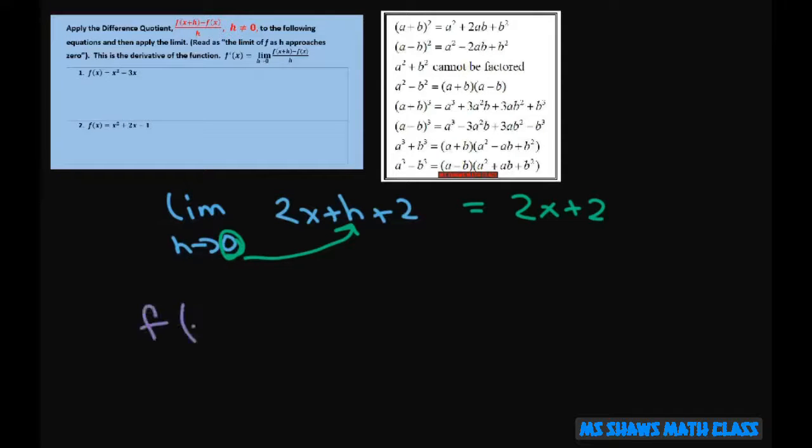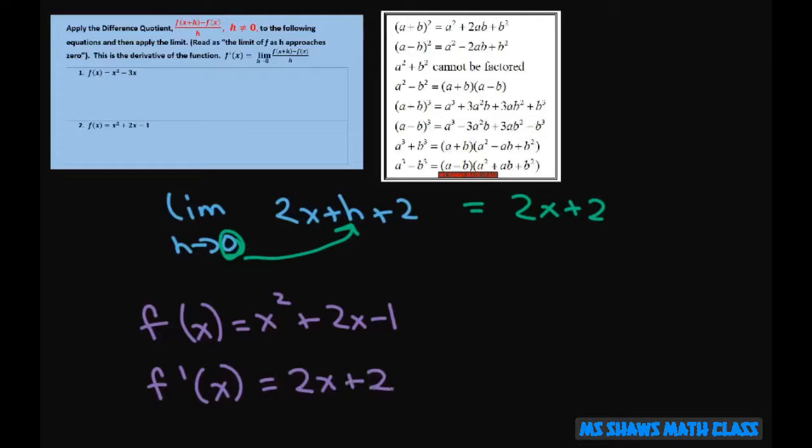And you're going to get 2x plus h plus 2. You always have to apply the limit because the domain changed there when we canceled out the h's. So apply your 0 here, and that's going to give you 2x plus 2. Again, this is what it says. When you have f of x equals x squared plus 2x minus 1, then the derivative f prime of x equals 2x plus 2. And that's it.